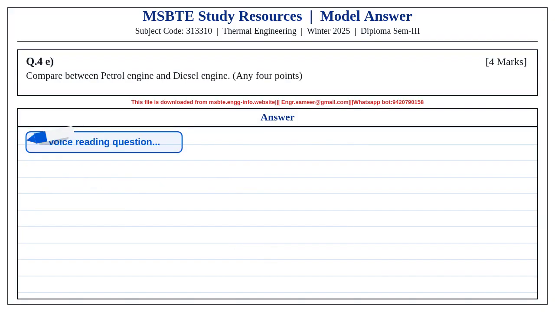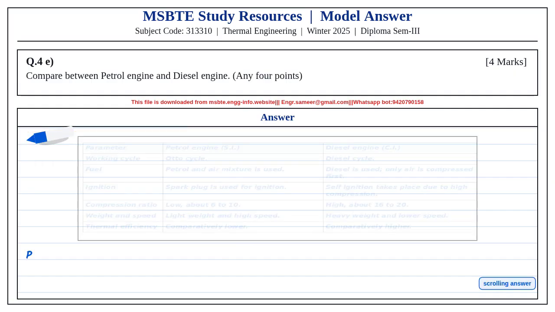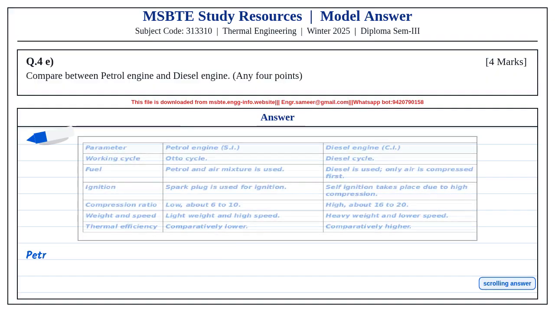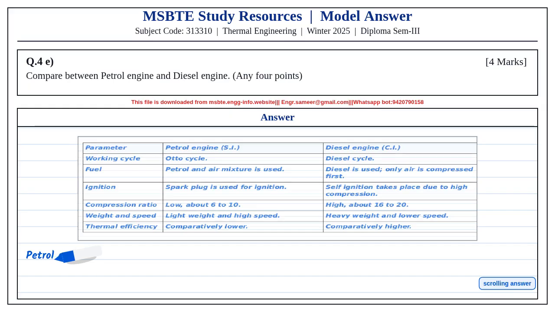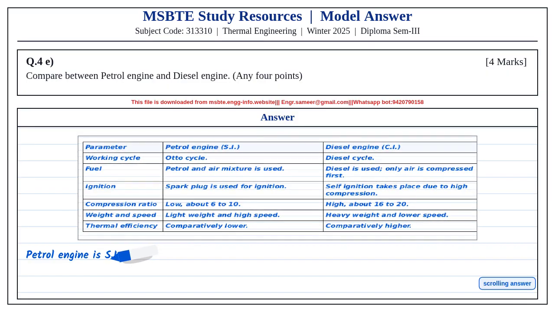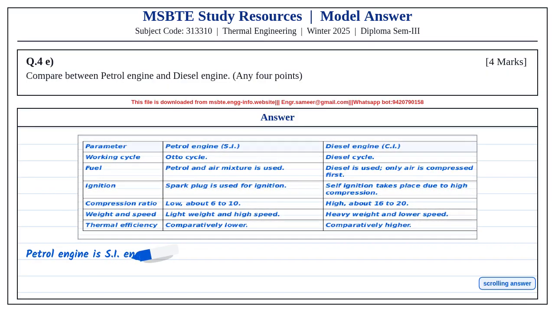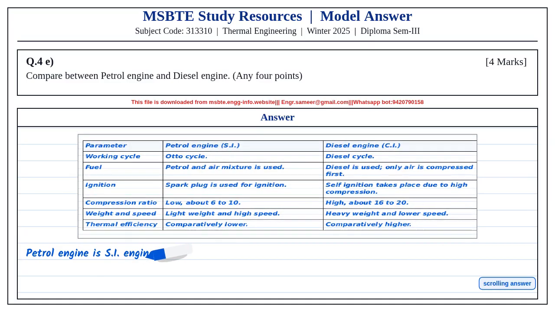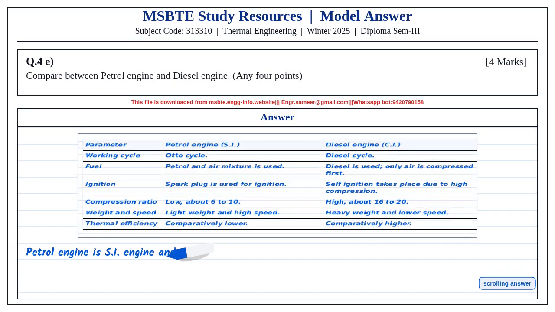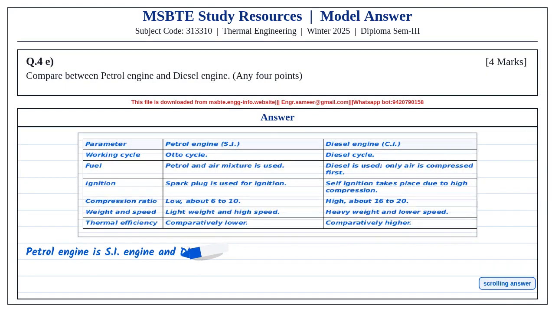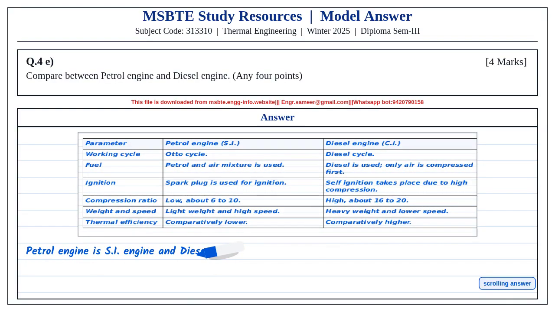Question 4e. Compare between petrol engine and diesel engine. See the table carefully. You will have to reproduce this comparison table in the exam. Observe the columns: petrol engine and diesel engine. Focus on working cycle, fuel, ignition, compression ratio, weight and speed, and thermal efficiency. Now let us read the answer.